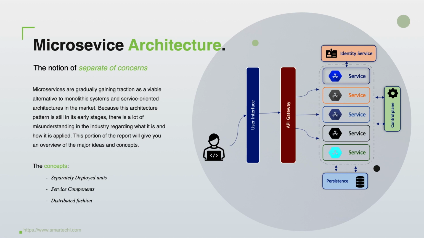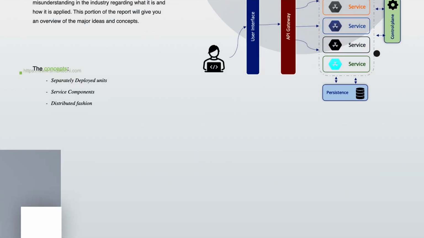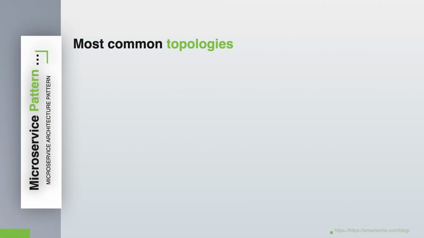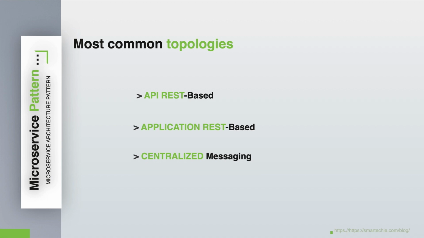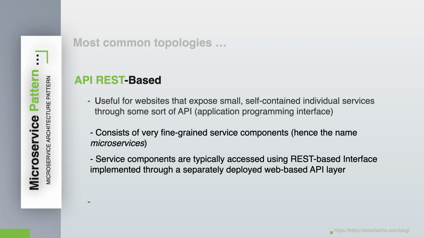The first one is the API REST-based topology. This is useful for websites that expose small, self-contained individual services through some sort of API. This topology consists of very fine-grained service components, hence the name microservices, that contain one or more modules that perform specific business functions independent from the rest of the services. These fine-grained service components are typically accessed using a REST-based interface implemented through a separately deployed web-based API layer. Examples of this topology include some of the common single-purpose cloud-based RESTful web services found at organizations like Yahoo, Google, and Amazon.